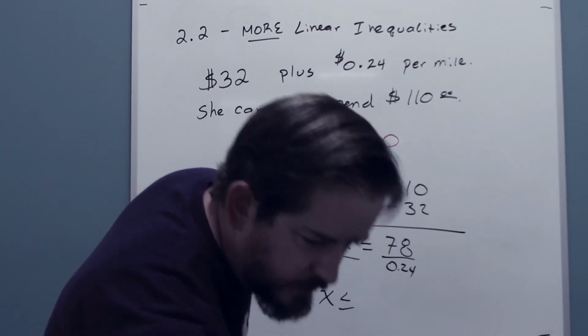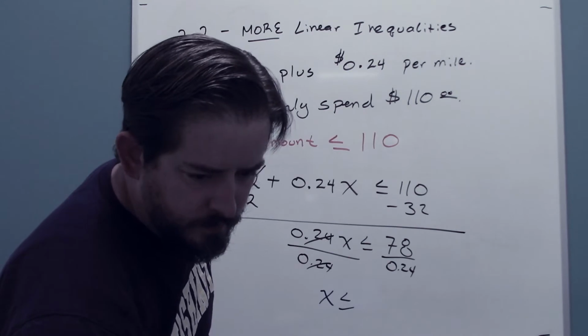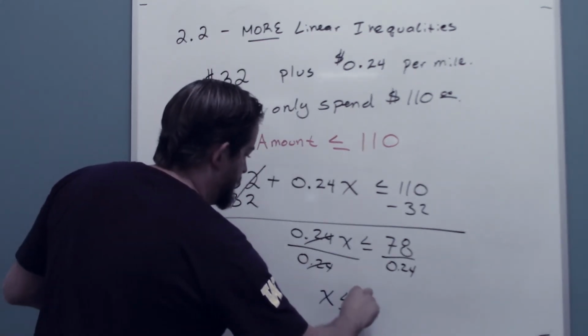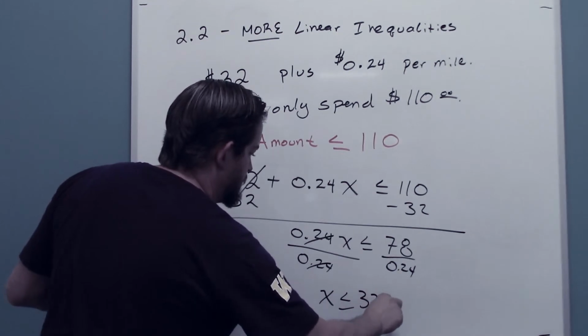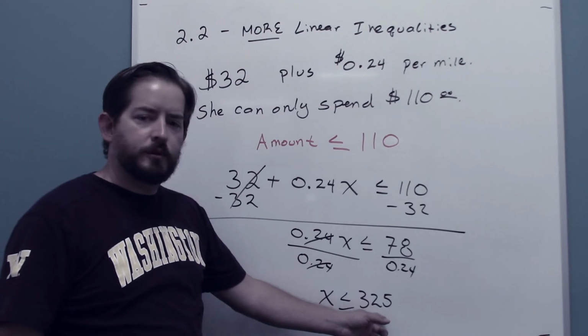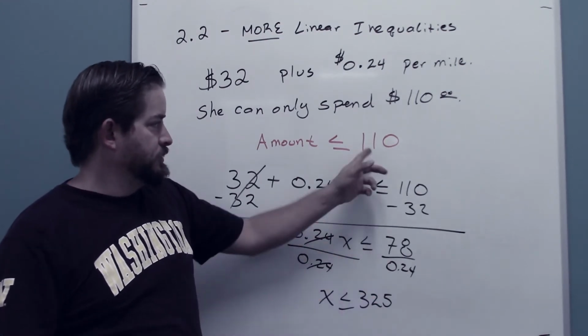But I need to cheat, so I will here. 325. So she can drive up to 325 miles, and then if she goes beyond that, she'll go over $110.